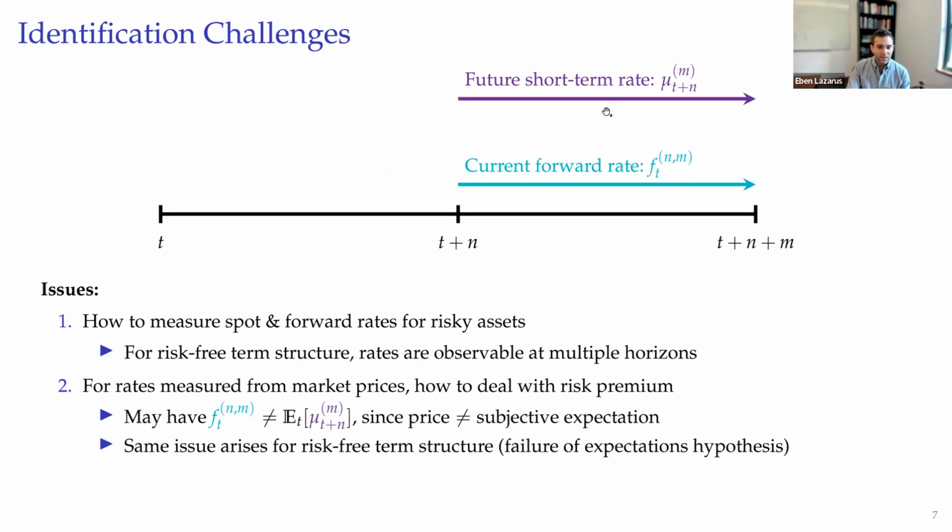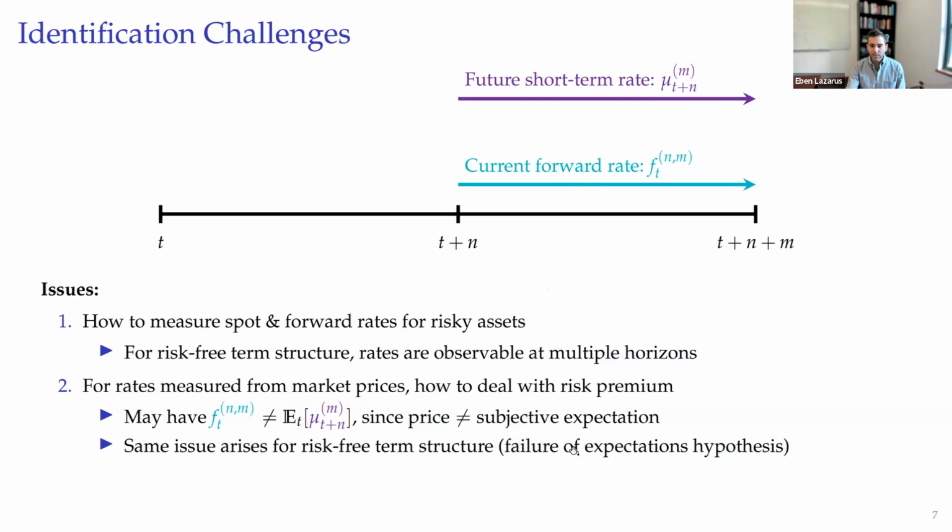In that case, I can't compare forward and realized spot rates and expect to be able to say something useful about subjective errors in expected returns or expected risk-free rates. We know that forward rates measured using prices, at least, are not equal to subjective expectations of future spot rates because of the existence of a risk premium. So prices don't have to equal subjective expectations in the risk-free term structure or in a risky term structure if we're measuring things using a risk-neutral measure rather than a physical measure.